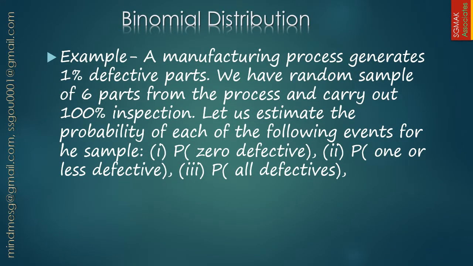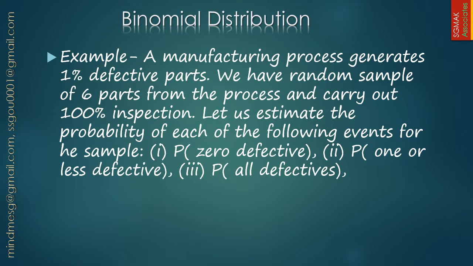Take another example. We are looking at a manufacturing process that generates on average 1% defective parts. So on average, in every 100 parts, it generates 1 defective. Now we take a random sample of 6 parts from the process and carry out 100% inspection. So we take a random sample of 6 parts and inspect each one of them.